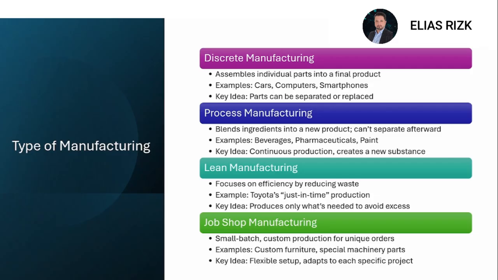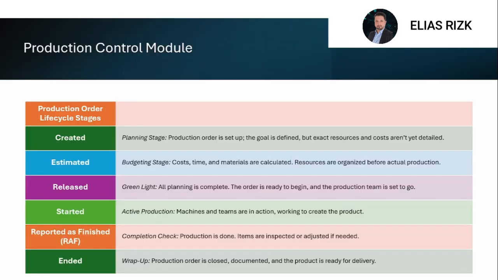So let's quickly recap all the types of manufacturing. Discrete manufacturing is assembling parts. Process manufacturing blends ingredients. Lean manufacturing is all about reducing waste. Job shop manufacturing handles unique or custom orders. So I hope you understand the difference between all four types of manufacturing. Now let's move to the next part, the production order lifecycle.